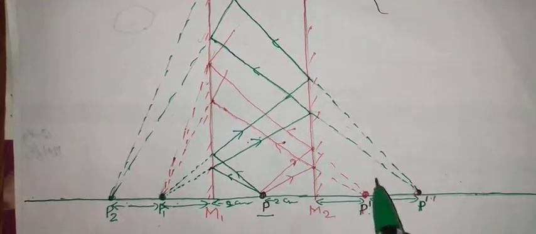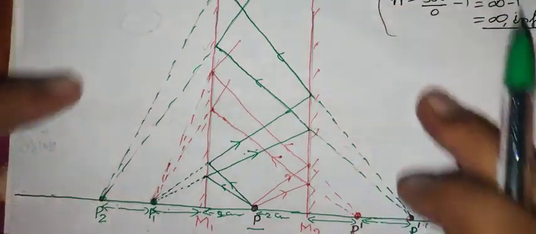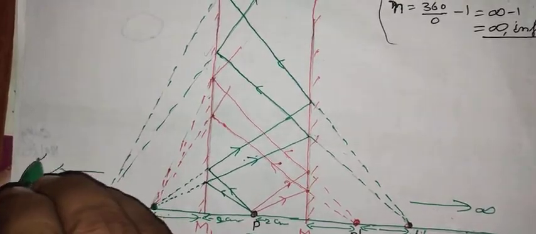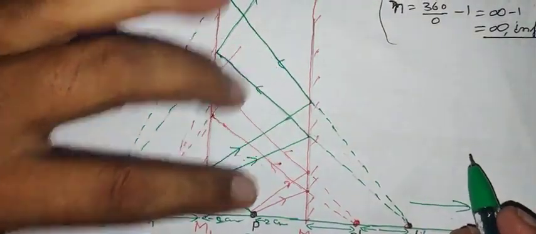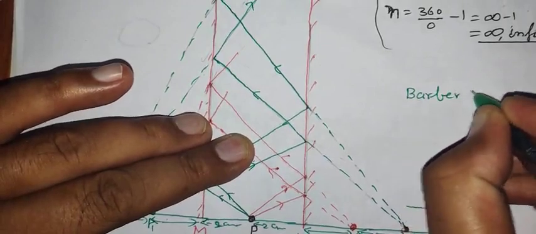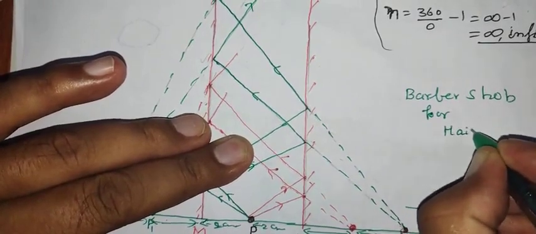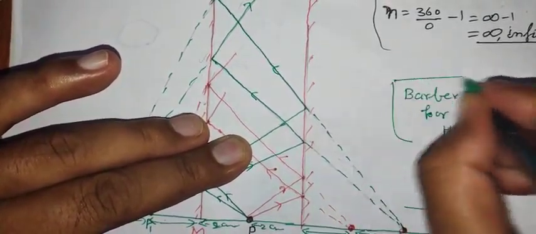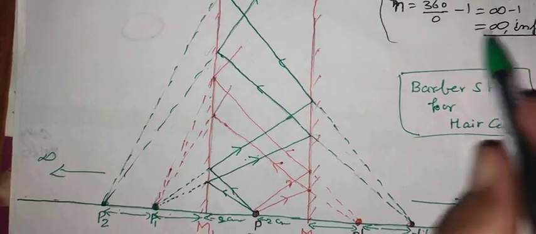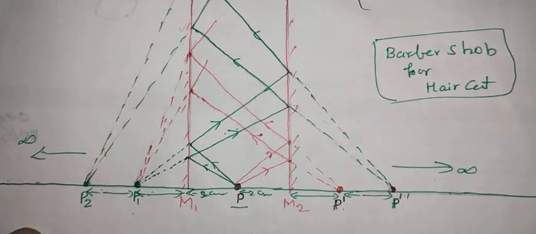All 2 centimeter. And when this multiple reflection proceeds, the number of images formed is infinite, infinite on this side and infinite on this side. This situation we are able to see when we go to a barber shop for a haircut. An infinite number of images are formed between both mirrors, because both are kept parallel to each other.